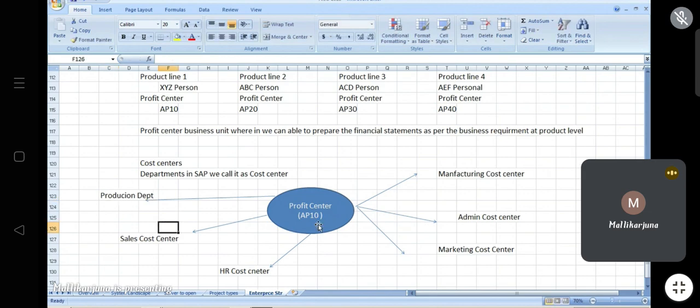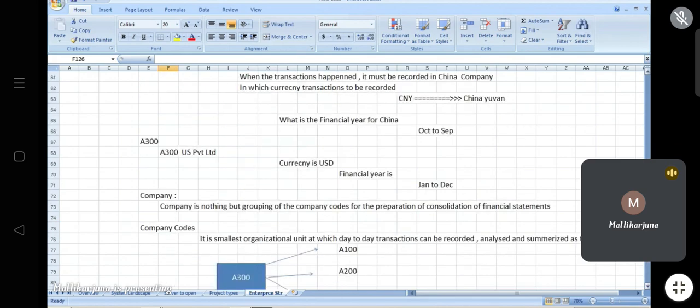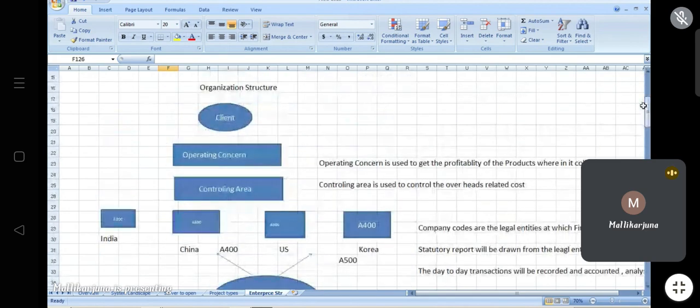Okay. So here what we need to understand: the organizational structure, if you further drill down here, operating concern, controlling areas, company codes. We have the different company codes. Under the company codes, we have the profit centers. Under the profit centers, we are going to have the departments, also called a cost center. That is the terminology in SAP. So overall, it is our organizational structure.